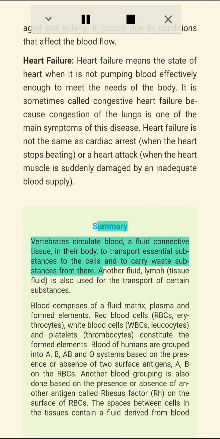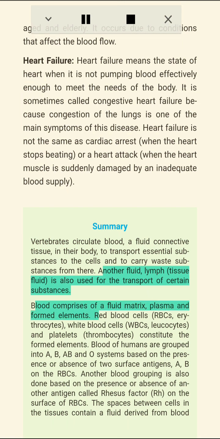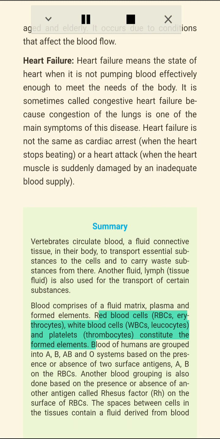Summary: Vertebrates circulate blood, a fluid connective tissue, in their body, to transport essential substances to the cells and to carry waste substances from there. Another fluid, lymph (tissue fluid), is also used for the transport of certain substances. Blood comprises a fluid matrix, plasma, and formed elements. Red blood cells (RBCs, erythrocytes), white blood cells (WBCs, leukocytes), and platelets (thrombocytes) constitute the formed elements.